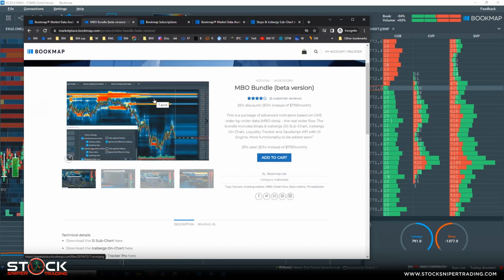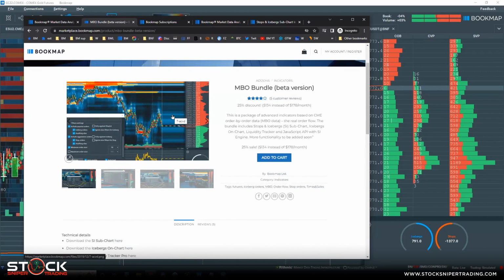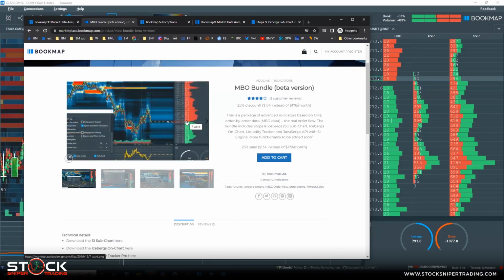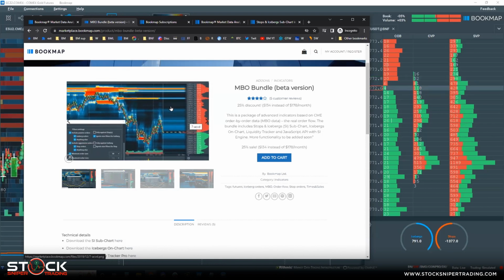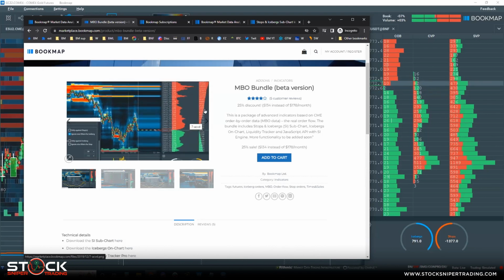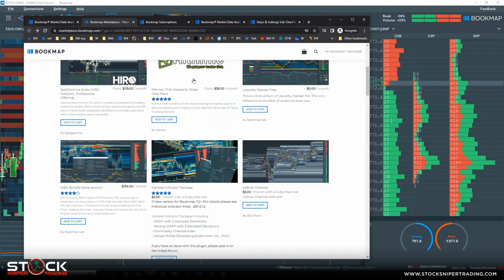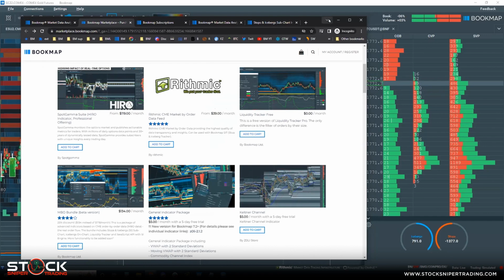The MBO bundle with the stops and icebergs in here. Why it's in here is because it's only for CME group futures, and it's only for Rhythmic data. You have to have Rhythmic data. They're the only data provider that offers MBO data. So you need Rhythmic, and then you need to have this as well. All right, so I just want to go over those details. I try to answer those questions up front.